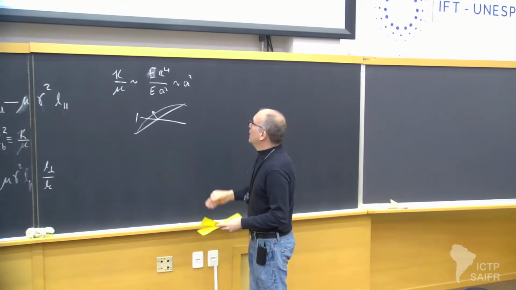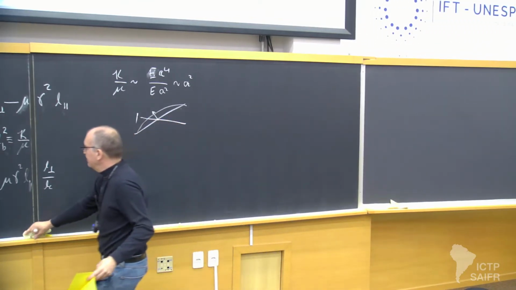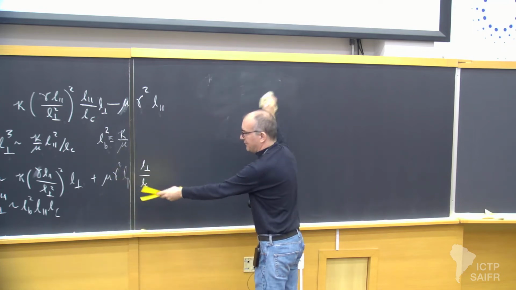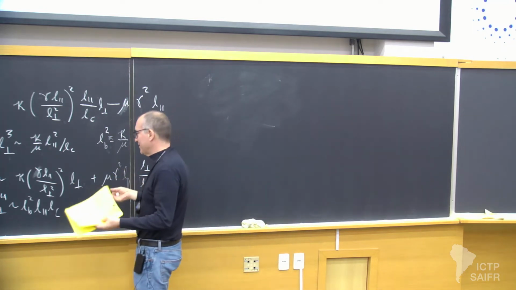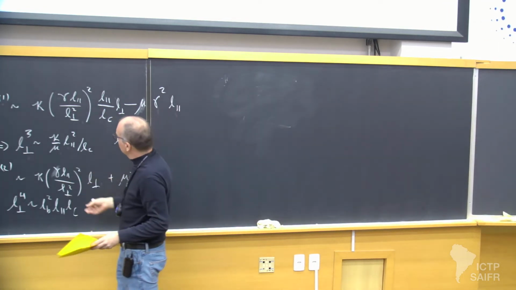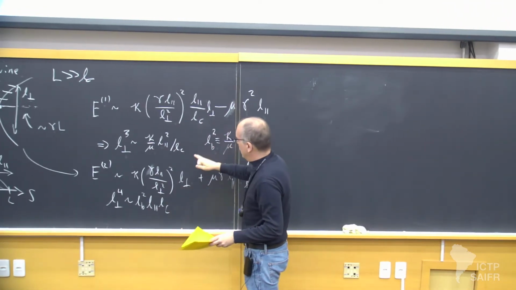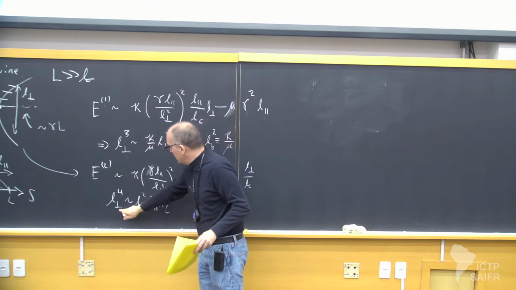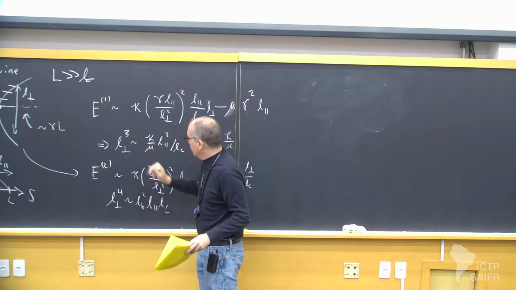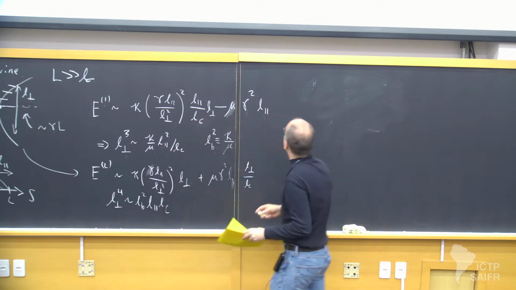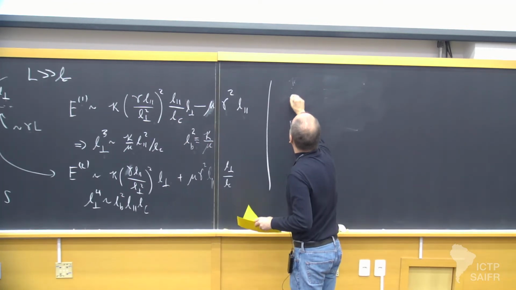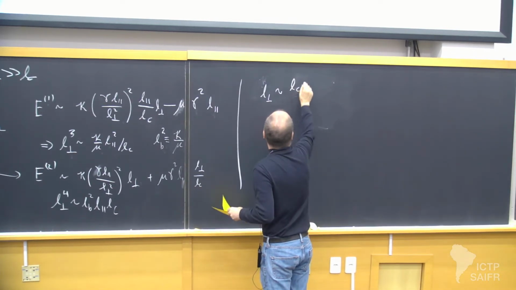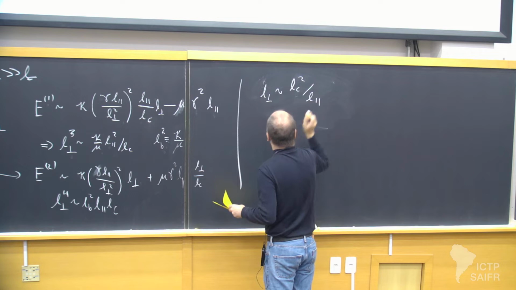Okay. Now, I have two equations. They're not equations, they're scaling relations. But you can treat them as equations. And so I've got two of them. They're not degenerate. I can solve independently for L perp and L parallel. And let me just give you the results. So L perp winds up being LC squared over L parallel.